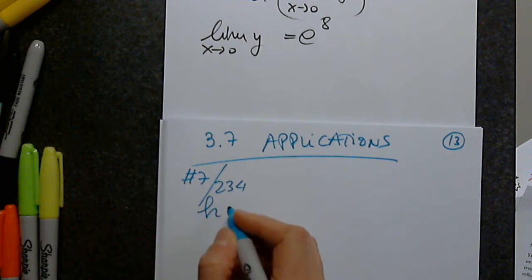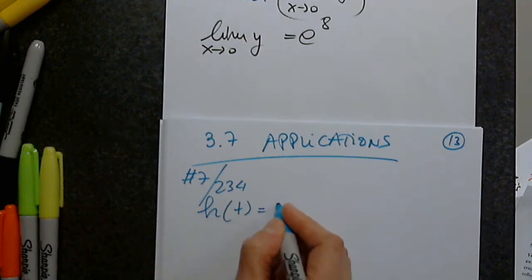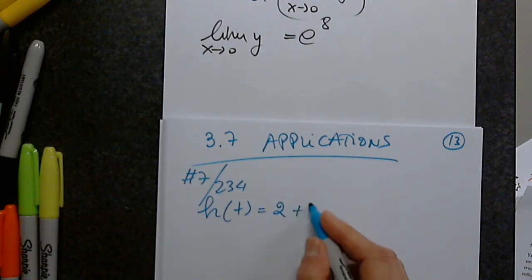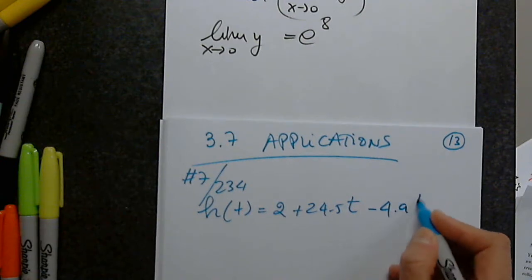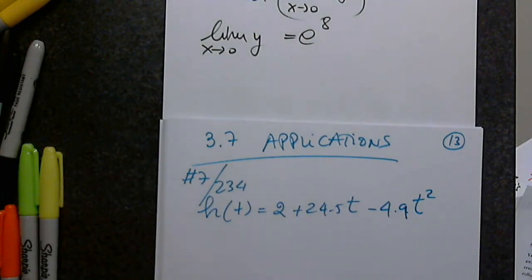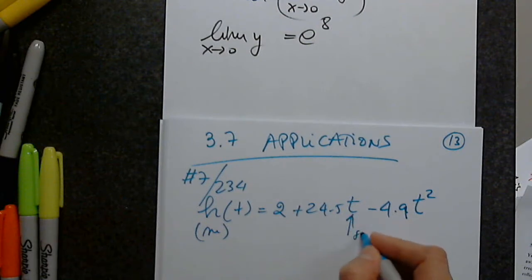We are given the function h of t, which is 2 plus 24.5t minus 4.9t squared after t seconds. So the height is measured in meters, and t is measured in seconds. First question, first application, something that you would definitely love to have on the test, and you will: find the velocity after 2 seconds and after 4 seconds.